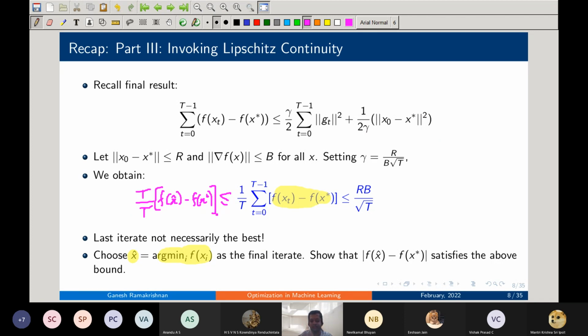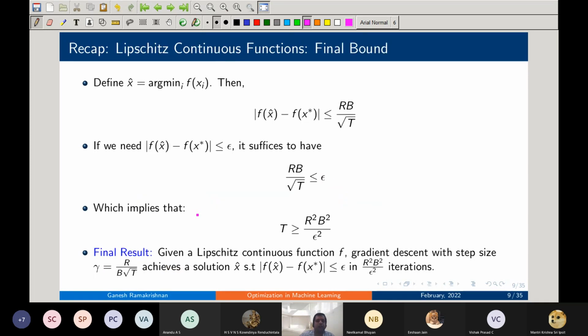Okay, so because I started the index with 0, this cancellation becomes easy. Otherwise, there'll be a little bit more work you need to do. So this is the final result we had got. To get f of x hat minus f of x star less than or equal to epsilon, you needed r square b square by epsilon square iterations. So it's growing quadratically in the reciprocal of the error margin you want.